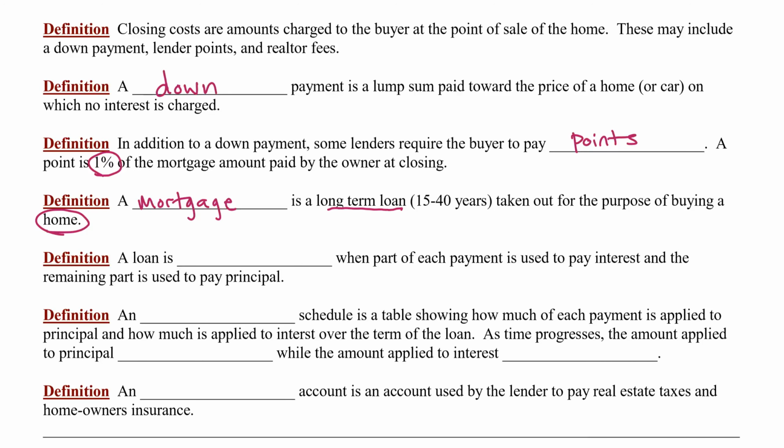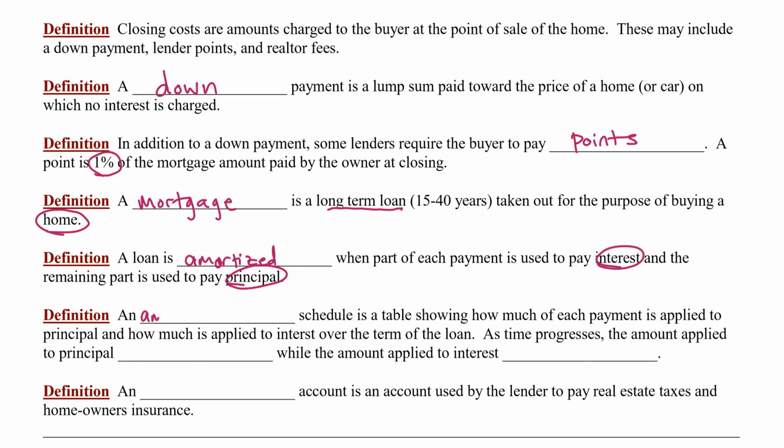Associated with that word, we can say a loan is amortized when part of each payment is used to pay the interest and the remaining part is used to pay the principal. We covered this briefly when we talked about car payments. Car payments work the same way. The amount that you pay for your loan each month does not change, but the way that payment is proportioned changes month to month. Part of it goes to actually reduce your debt to pay for your principal, and then the other part goes to interest.